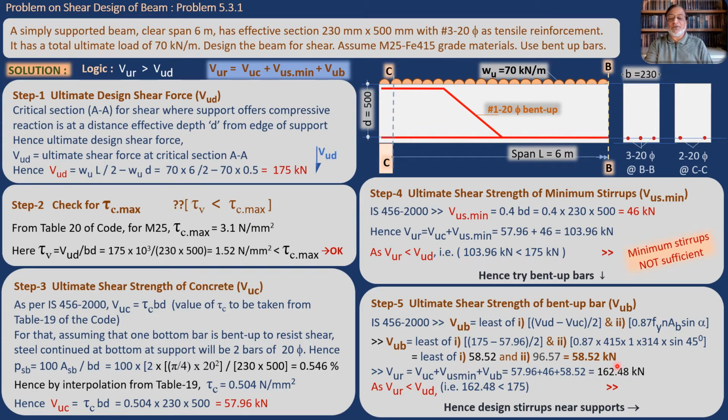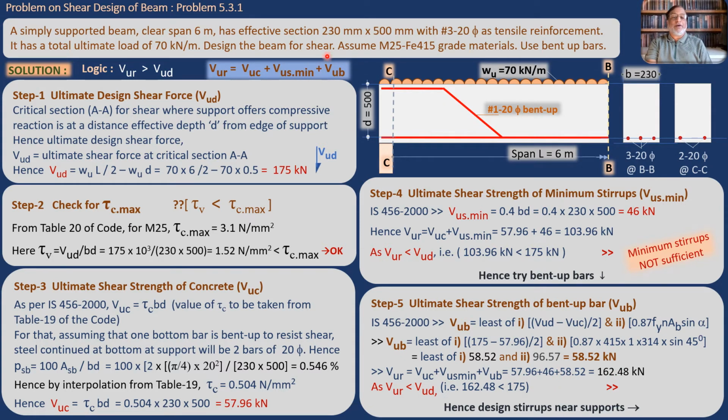And that is why it is not worth going for n equal to 2 or 3, because this value for one bar is already so much higher than this value. There is no point in increasing the number of bent up bars. So we are getting this final answer as 58.52 kilonewton. So the bent up bar is now resisting 58.52.